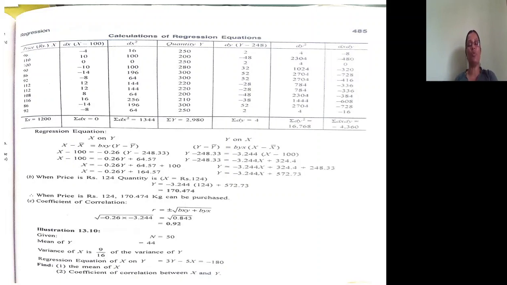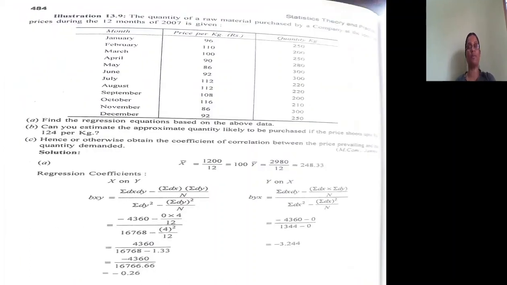Then as far as quantity y is concerned, meaning the quantity of material purchased, they considered 248 kilo as the assumed mean, and they took the difference between the given values of y and 248 and denoted it as dy. Then they multiplied dy with dy to arrive at dy square, and at last we should multiply dx with dy to arrive at summation dx dy. It takes a little bit of time. So this is how to prepare a statement to calculate the regression coefficient.